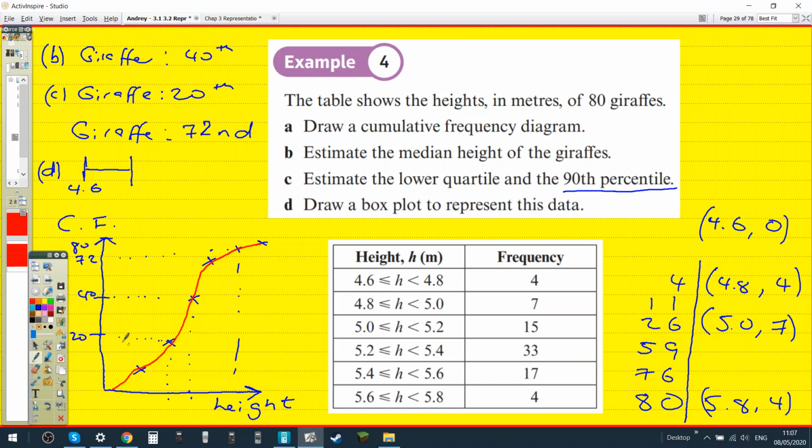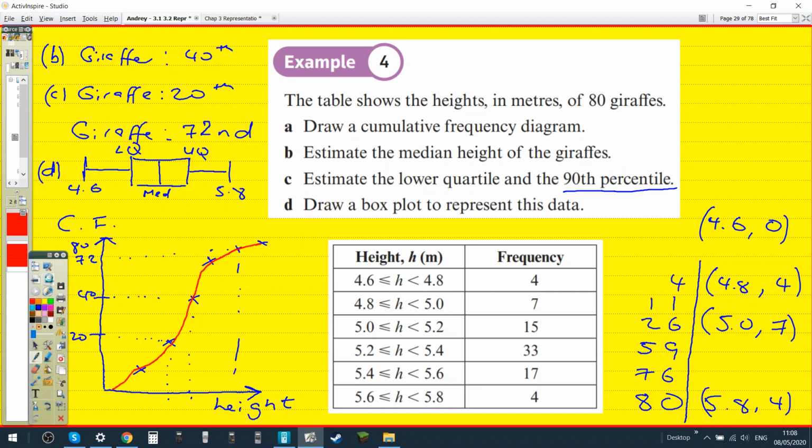Lower quartile we just found. Median we already found. What would you get for the upper quartile? The 60th term. That's it. So you'd have to get the 60th giraffe. And then this last whisker. 5.8. And that would be 5.8, I hope.